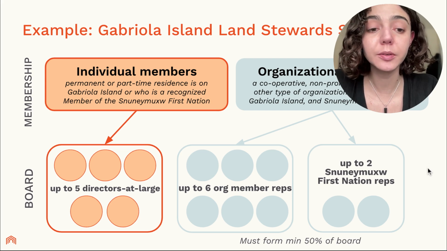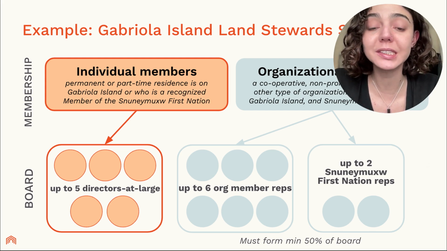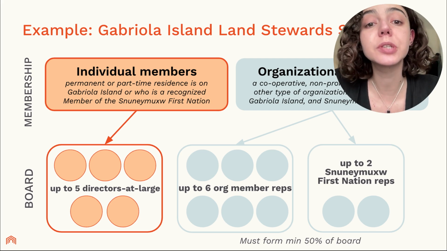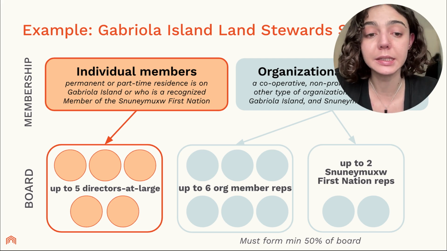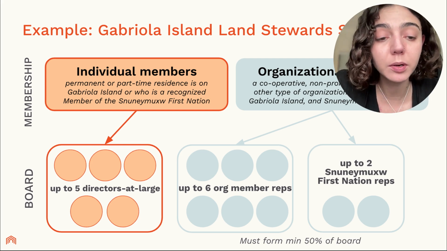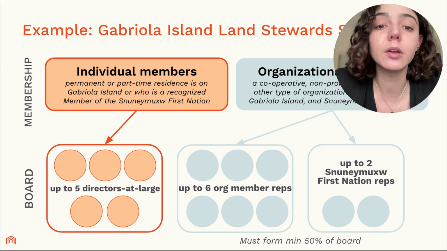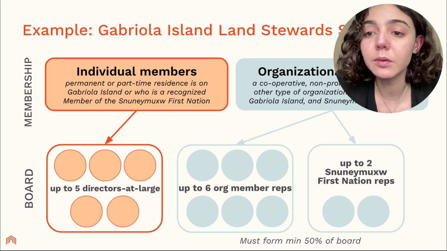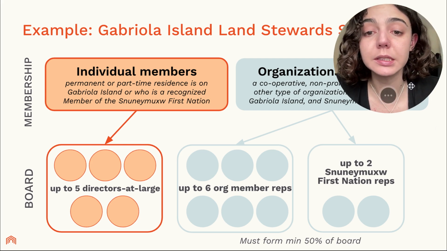So now to share a few examples of how other groups, other CLTs in Canada, have adapted the tripartite model to suit their community's needs. And these are all going to be examples of other forms of multi-stakeholder boards and variations on an open membership. So first, Gabriola Island Land Steward Society.